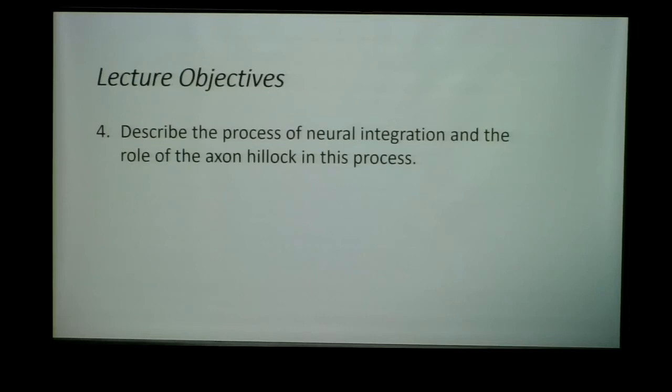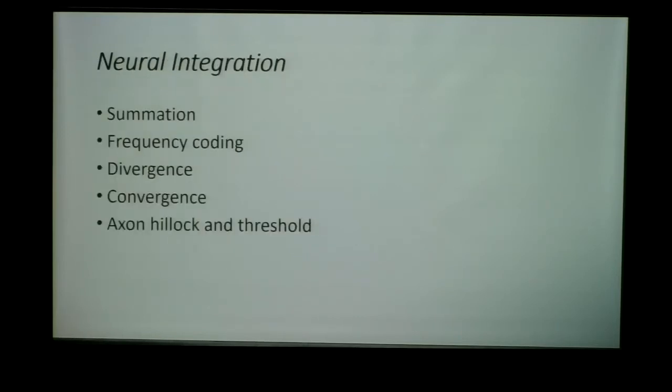Part 4 is to talk about neural integration and the process of analyzing what's happening on a neuron. This happens at the axon hillock, okay? And this is wrapping up this process and talking about how we analyze whether or not that second neuron fires another action potential. There are a few processes involved. We're going to talk about summation.